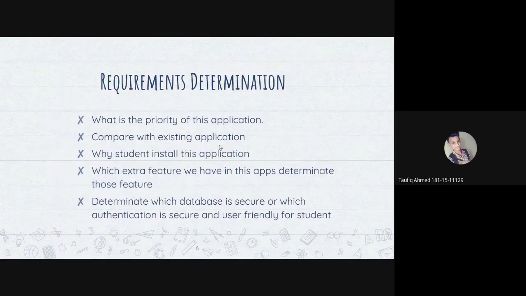Now let's talk about the requirement determination. This is the first step of the SDLC lifecycle. First of all, we have to go to our client and collect requirements from them. We need to analyze the priority of our application, and we have to compare it with the existing application. Then we have to show some strong features that will engage students with our system.